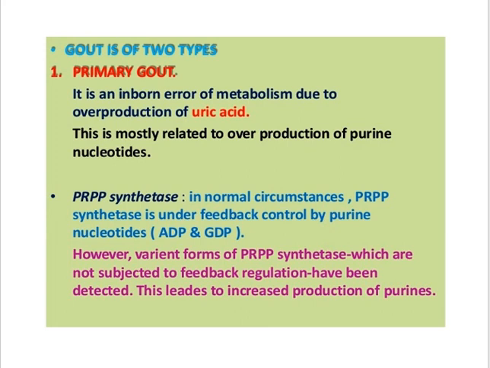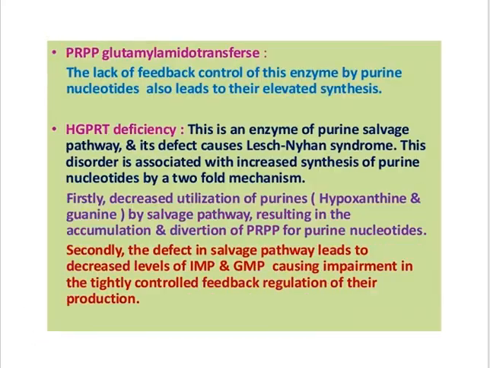One is the defect in PRPP synthase. Normally, PRPP synthase is under feedback control by the purine nucleotides like ADP and GDP. However, some variants of PRPP synthase are not subjected to feedback regulation. So they lead to the increased production of purines.